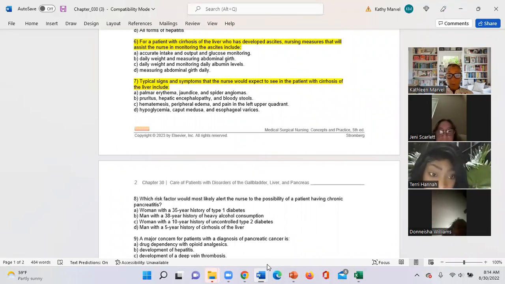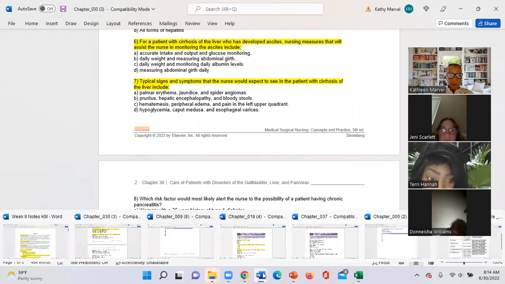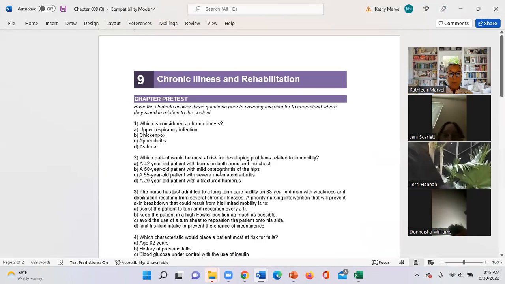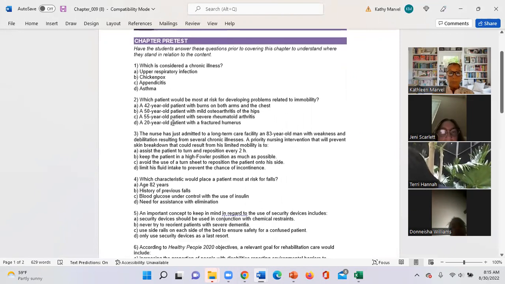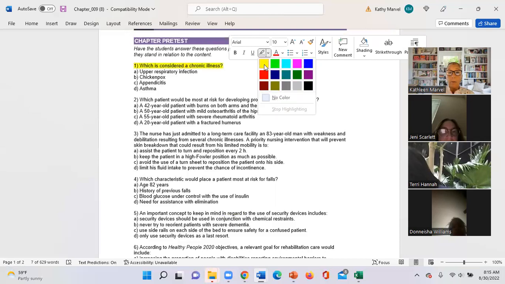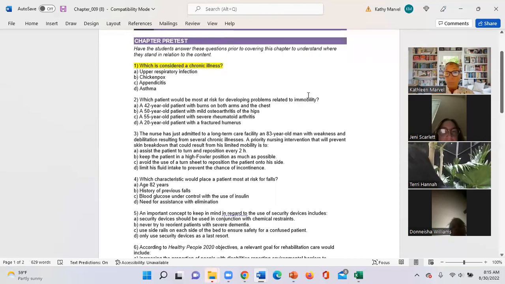Okay. So that's just kind of a start. Let's go to week 9. Okay. So week 9, when you look at the reading, it's from 182 to 197, which is pretty much the whole chapter. So let's see how you do on this. All right. So chronic illness and rehab. All right. So read number 1. I want you guys to answer these out loud. This is helping you.